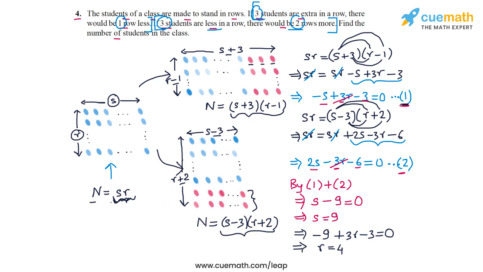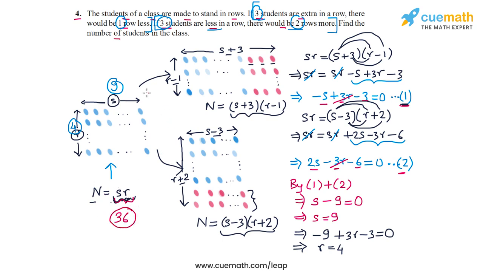So in the original configuration there are S or 9 students per row, and there are 4 rows. So the total number of students, N is equal to S into R, or 36. So the answer is 36.